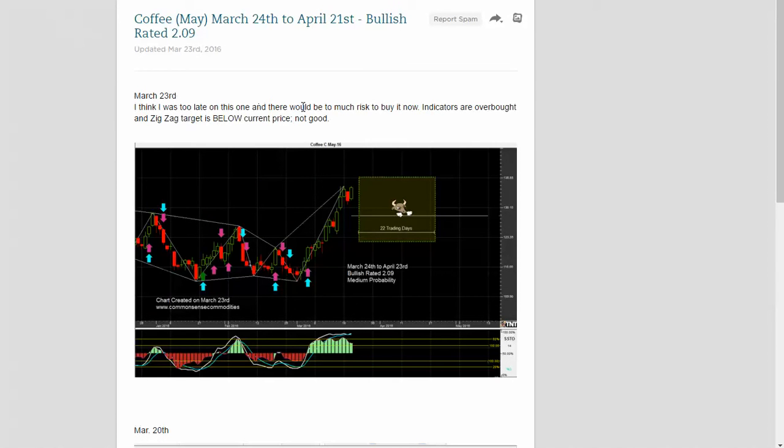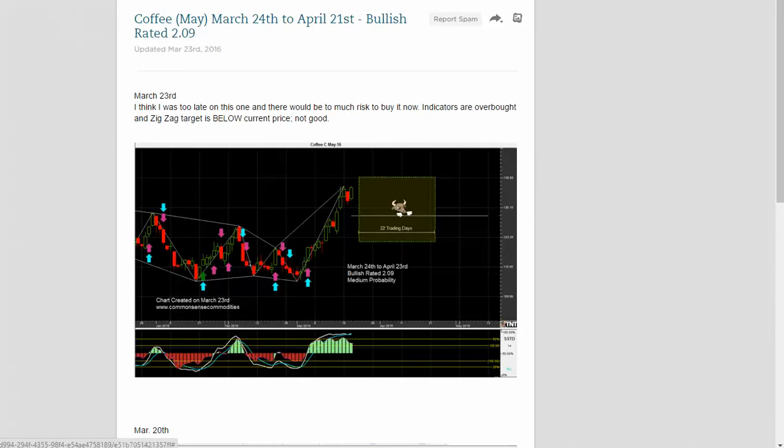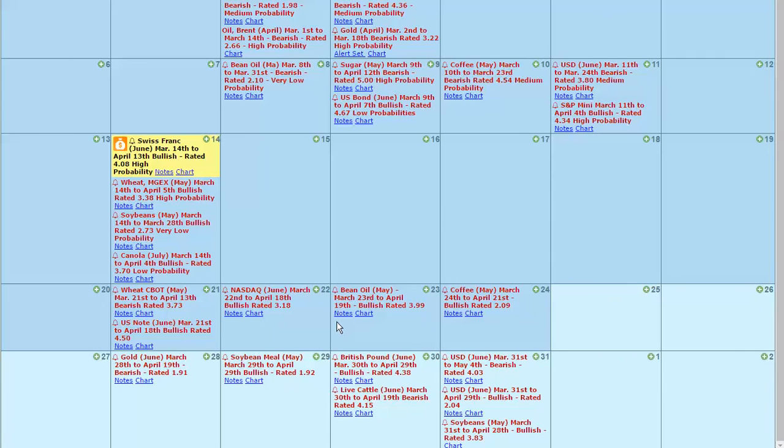I think I was too late. It'd be too much risk getting into it now. Indicators now overbought. The zigzag target is below the current price, which is here. So I do make notes on the calendars, as you can see. All right, here's bean oil. Bullish, rated 3.99. Supposed to be bullish from March the 23rd through the 19th.